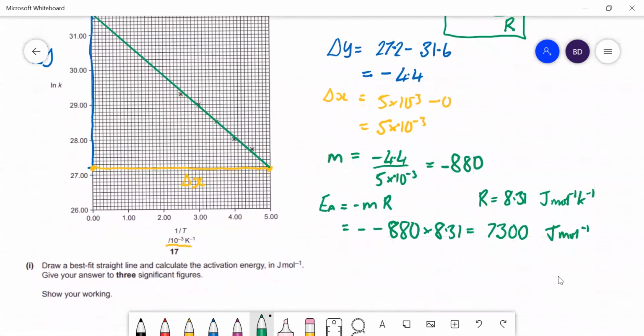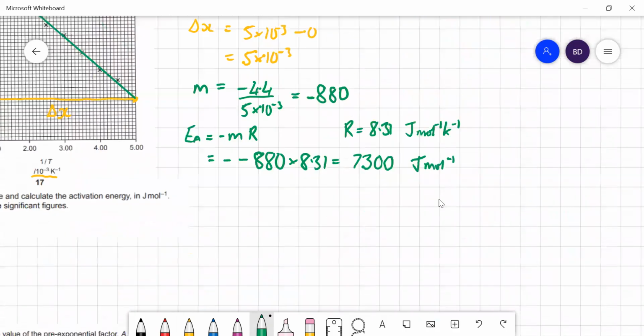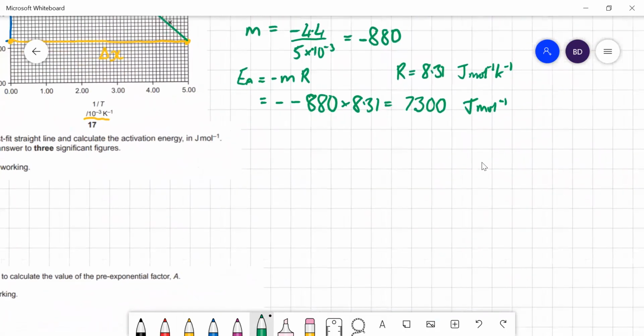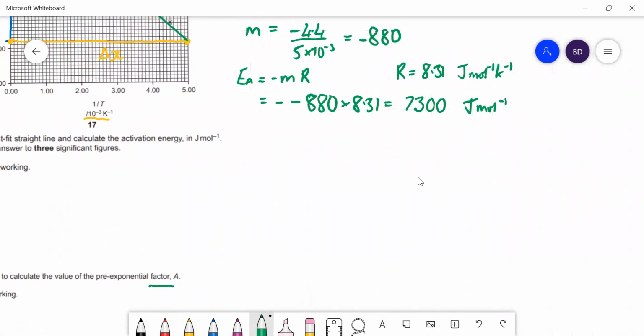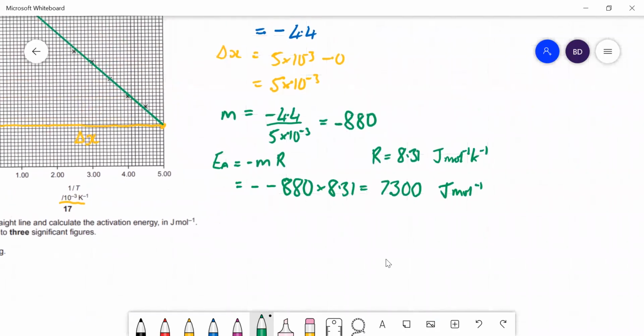Right, now the next bit of the question asks us to calculate the pre-exponential factor A, show your working. So I'll do this here, okay. We just write down the equation again: ln K is equal to ln A minus EA over R times 1 over T.